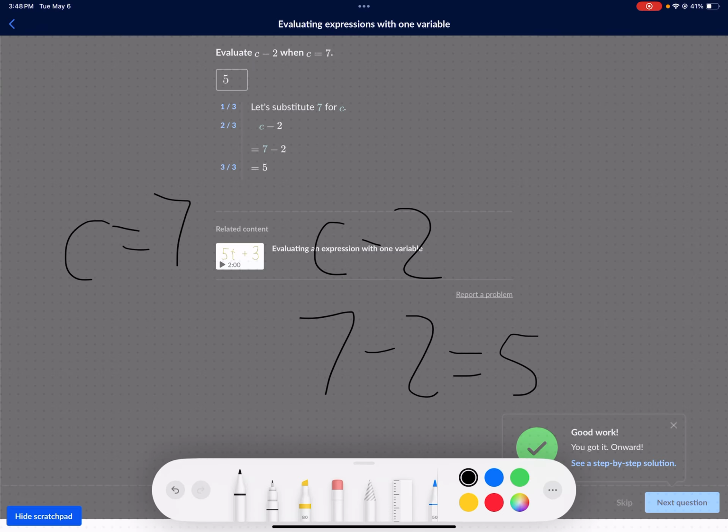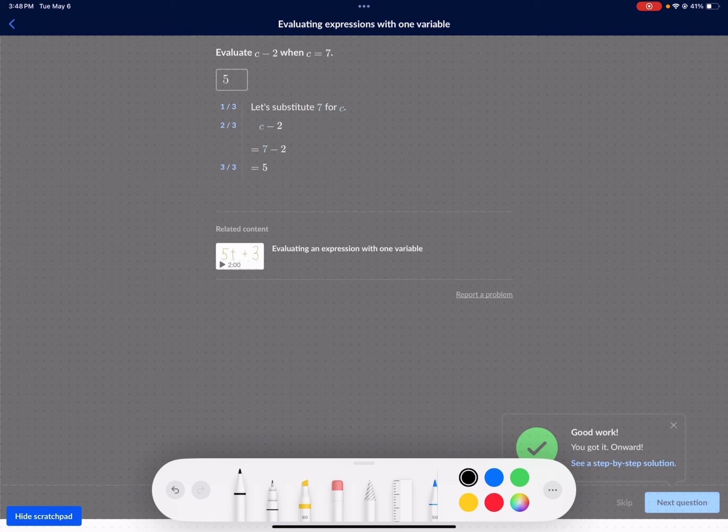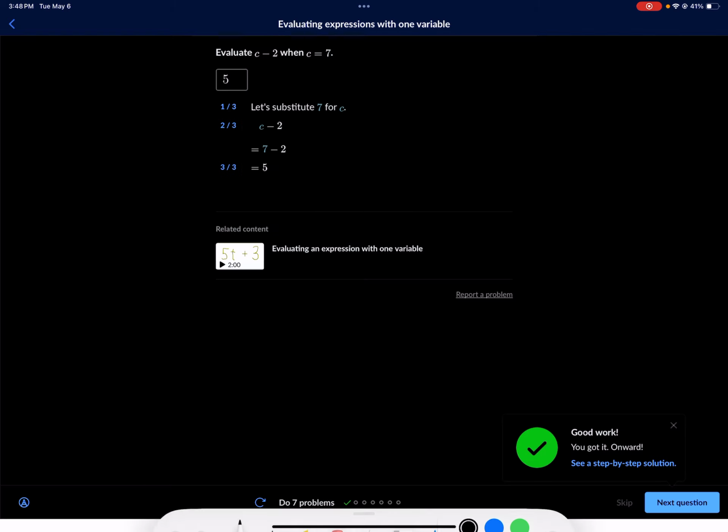Khan Academy says the same. Look at that. Short, sweet, simple, straight to the point. That's what we love. We love substitution, and you're going to see a lot of that in Algebra 1.